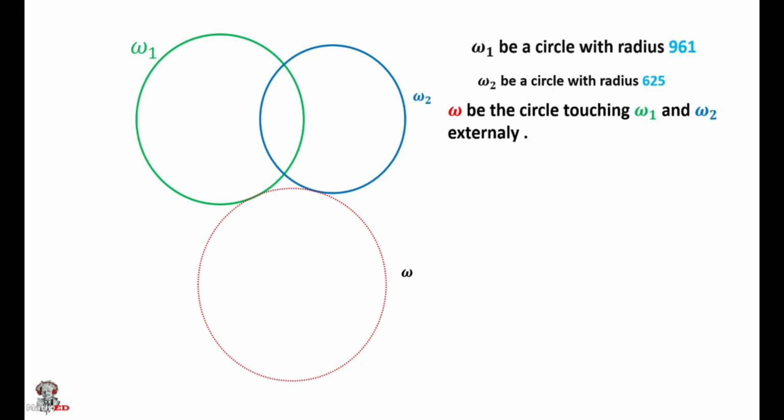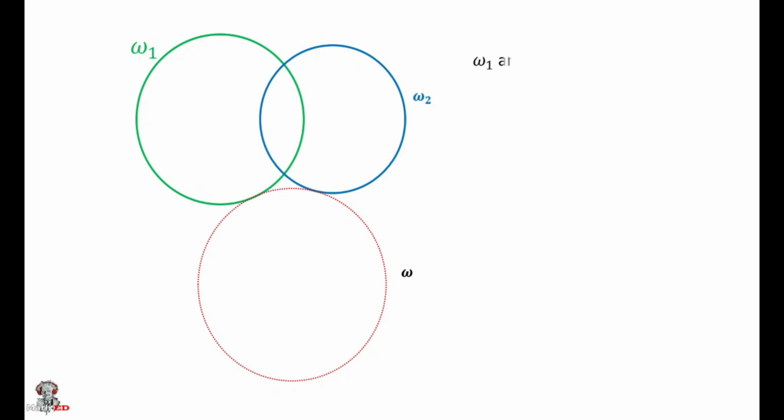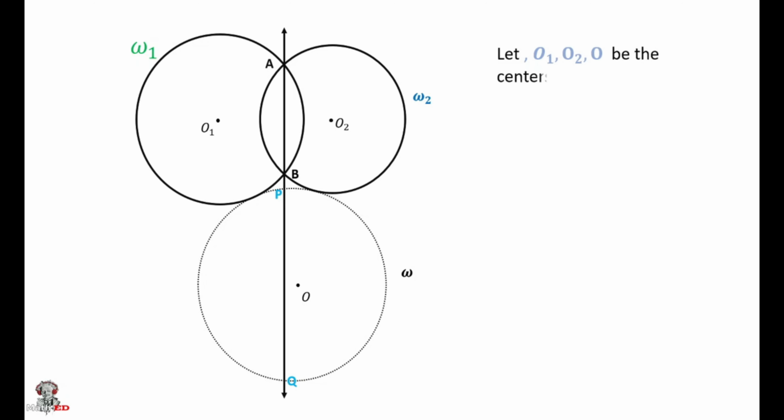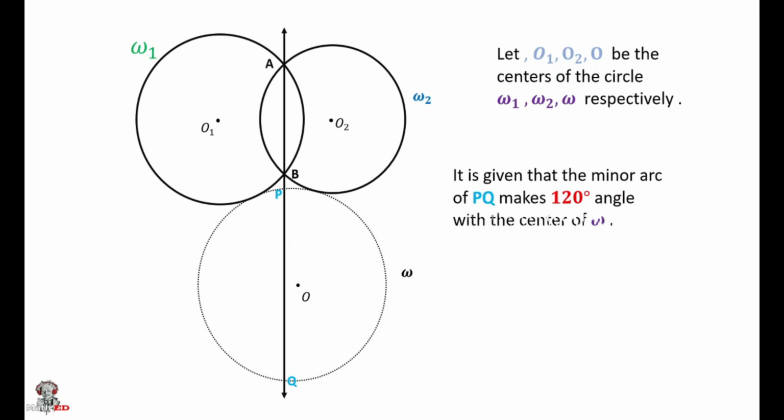Now if omega 1 and omega 2 intersect each other at A and B, then the line AB intersects omega at P and Q. Now assume that O1, O2 and O are the centers of omega 1, omega 2 and omega respectively, and it's given that the minor arc PQ makes 120 degrees with the center of omega, which means this angle right here is 120 degrees.